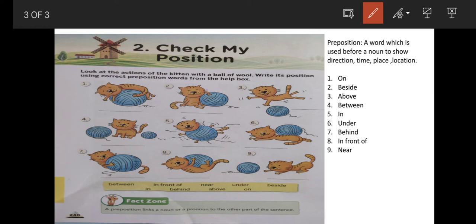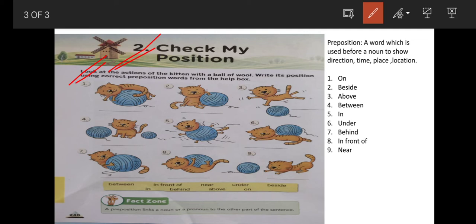Next, lesson 2, check my position. Look at the actions of the kitten with a ball of wool. Write its position using correct preposition words from the help box. Here in this lesson, what we have to do is check the position of the cat from the ball of wool.